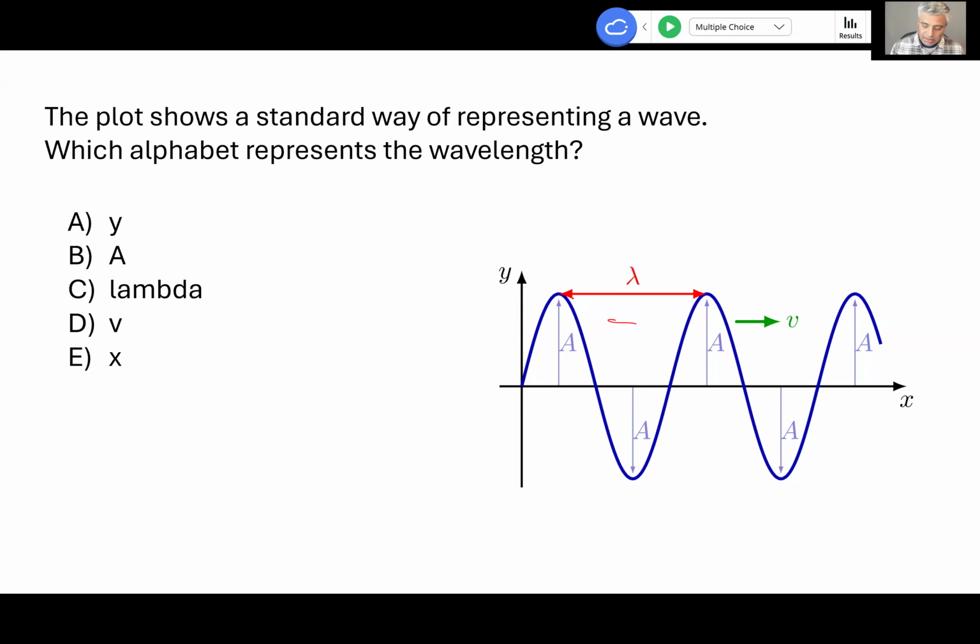So this is from peak to peak, or from middle to next middle, or trough to trough. They have the same length. We call that wavelength. And from mean position to maximum, that's called amplitude, and that is denoted by A. And here V is the speed of this wave that's moving, right? And these are just axes. So did I choose the answer? Yes.